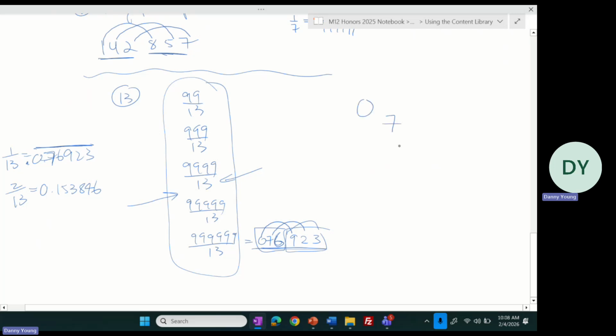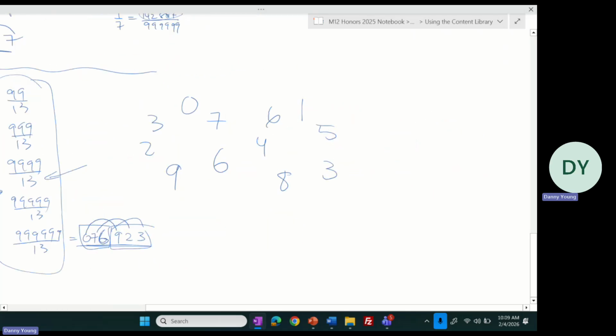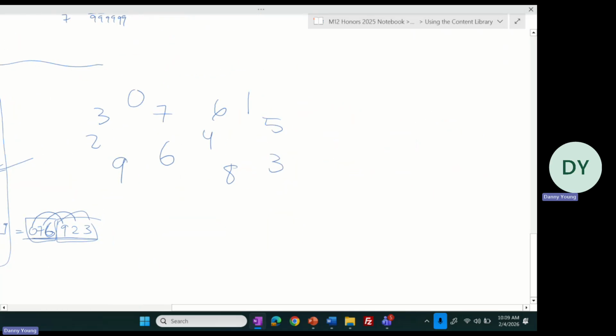0, 7, 6, 9, 2, 3. That's one circle. 1, 5, 3, 8, 4, 6. That's a second circle. Now watch this. Hold on, everybody, just pay attention. Within these two circles, which number is the smallest? 0. So that means that 1/13 will be this one, 0.076923 repeating. Okay with that?